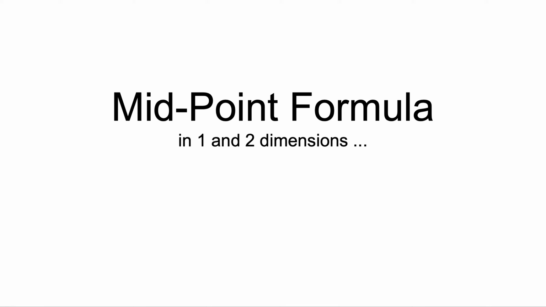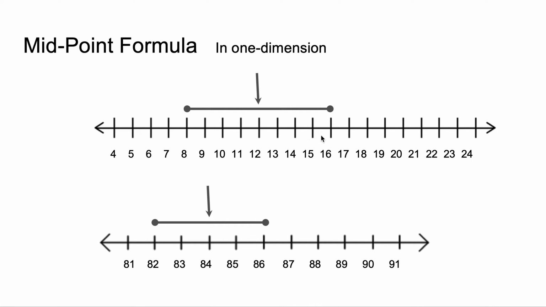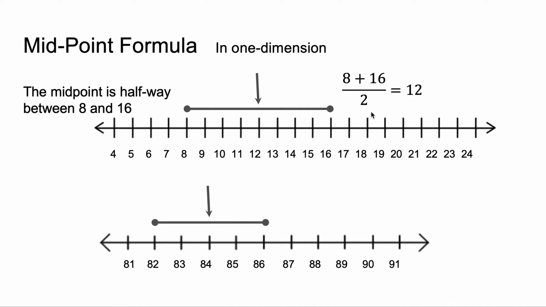Let's do the midpoint formula. Well, if we've got this line segment here, you want to work out what's in the middle. Well, pretty obviously, the middle is halfway between 8 and 16. Now here, that's easy to see, it's 12. If it wasn't so easy to see, what would you do? You'd add them up and divide by 2. You take the arithmetic mean.